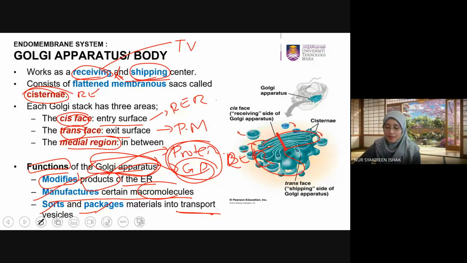Apart from becoming a transport vesicle, it can also become a lysosome. The vesicle can also be labelled, apart from transport vesicle, as secretory vesicle. So secretory vesicle or transport vesicle, you can slash it here, and it can also become a lysosome.